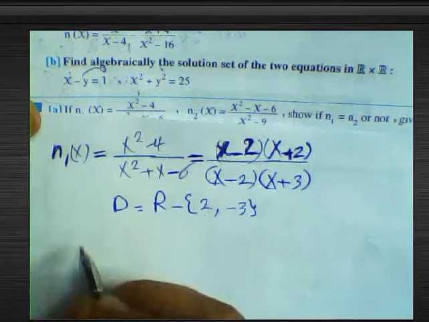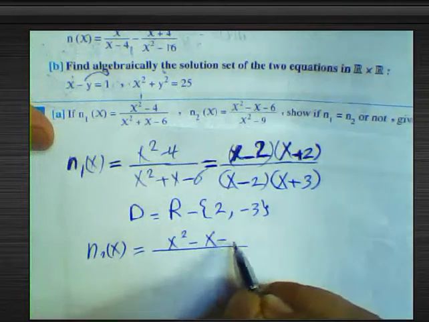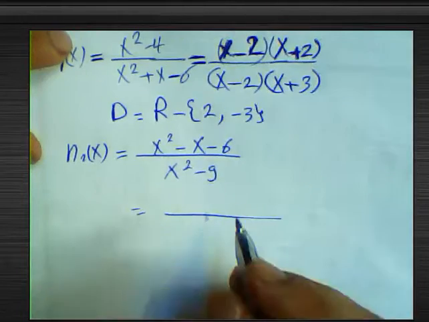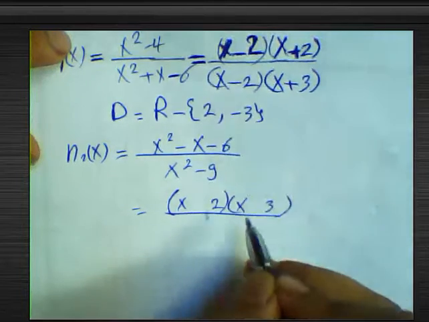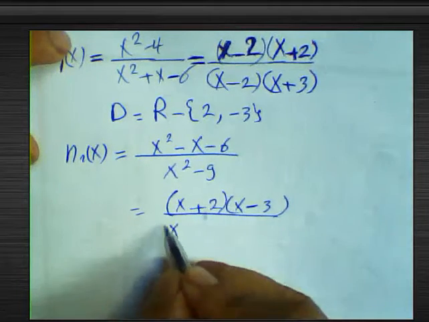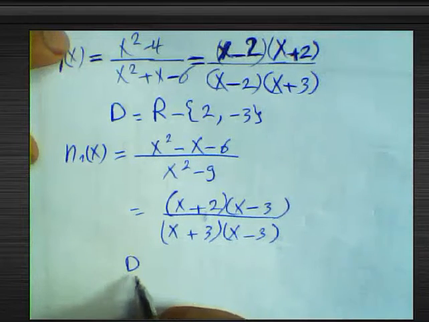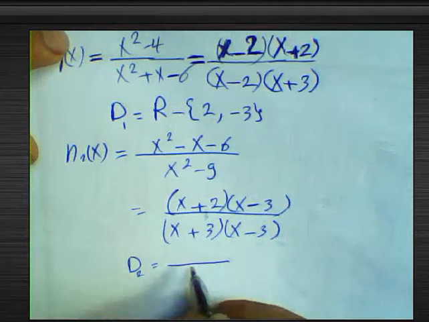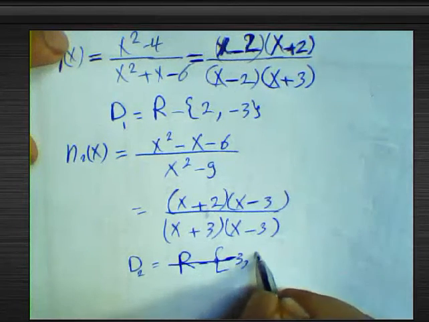It was n1. And what about n2? We can simplify n2. n2 was x power 2 subtract x minus 6 over x power 2 subtract 9. We can factorize this expression. We can write x multiply x, 2 times 3 equals 6. 3 will be negative and 2 will be positive because the difference between them equals 1. And x power 2 subtract 9, we can write x times x, and 3 times 3, negative and positive. So it was domain 1 and it was domain 2, we can write R subtract the set of negative 3 and 3.